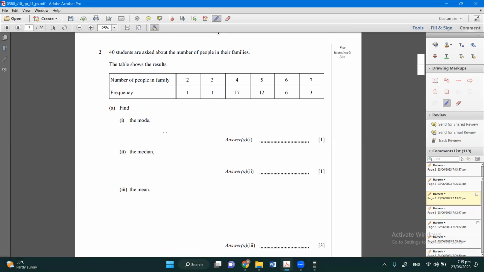So what is the mode? Let me explain. The mode is the value against the highest frequency number. The highest frequency number here is 17, right? And the value against it is 4. Got it?